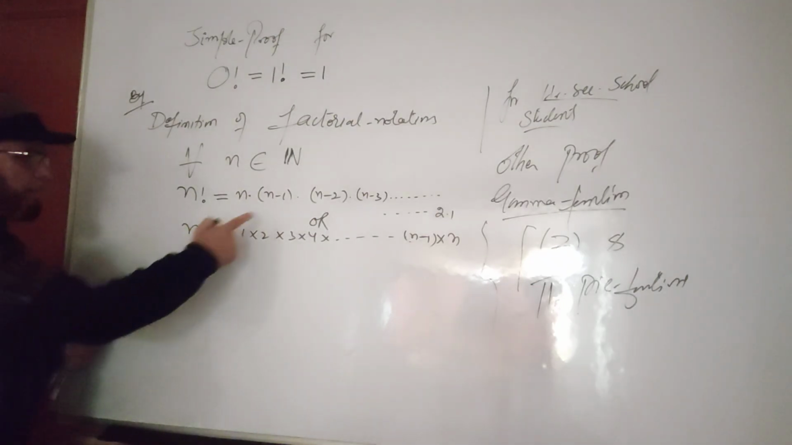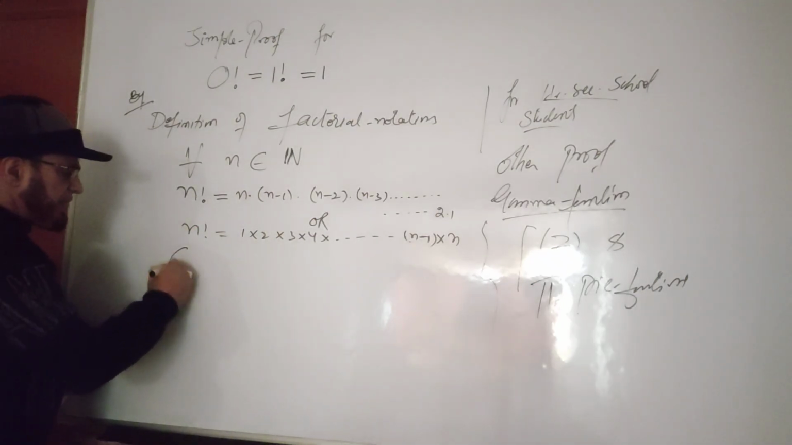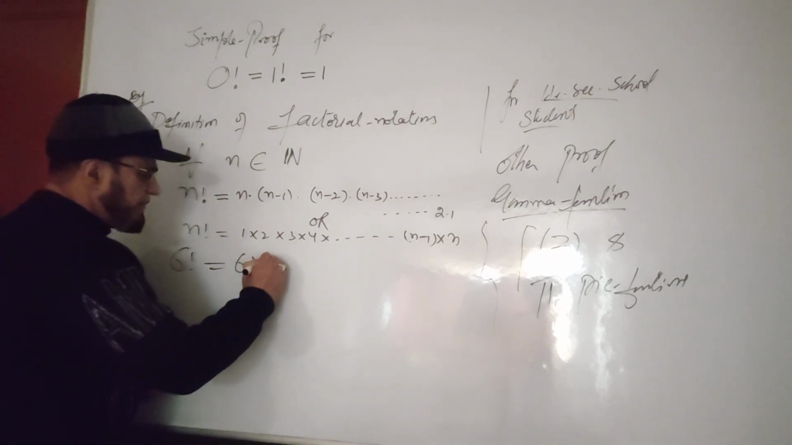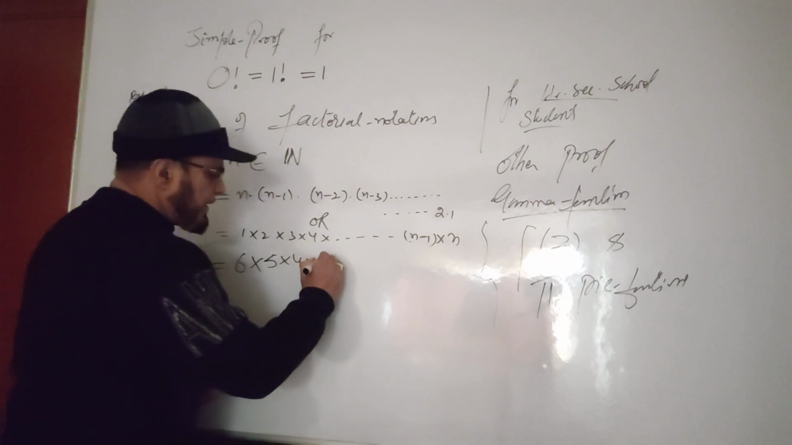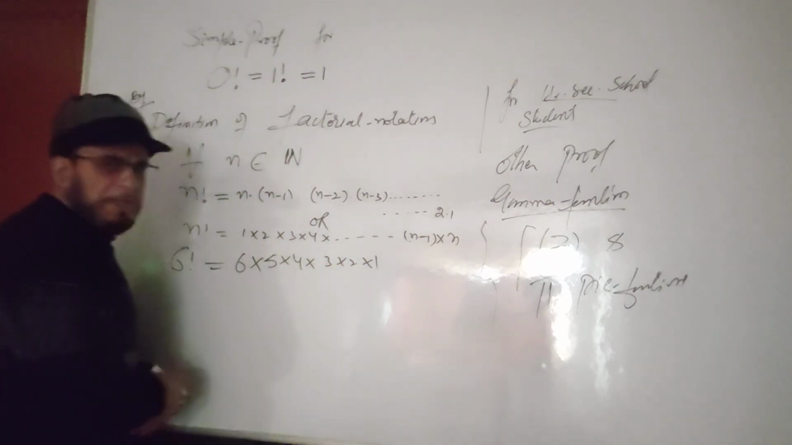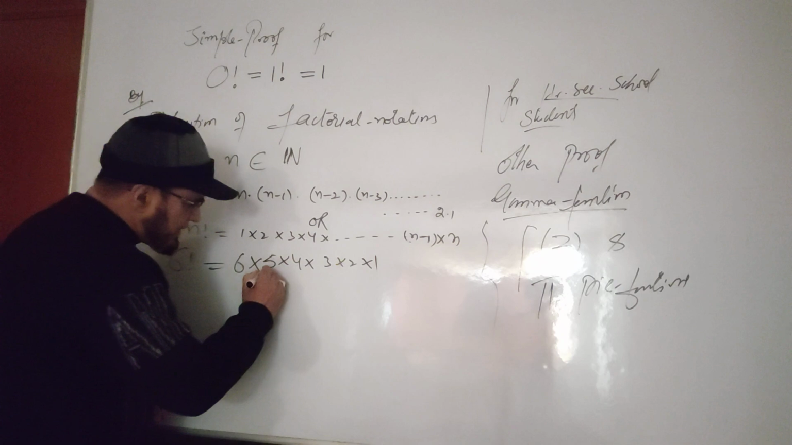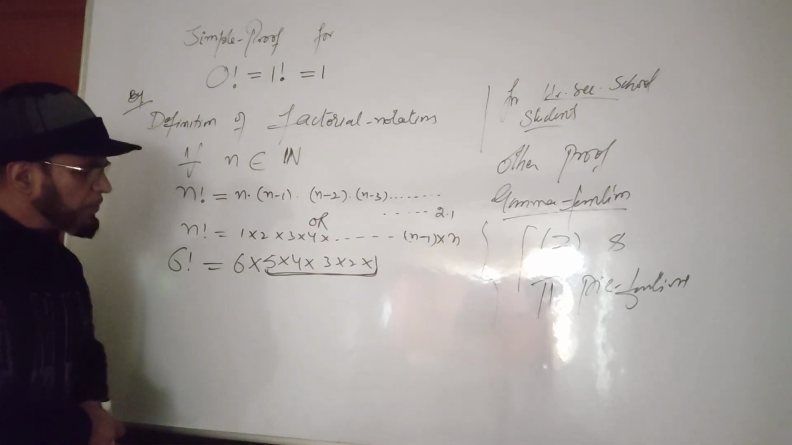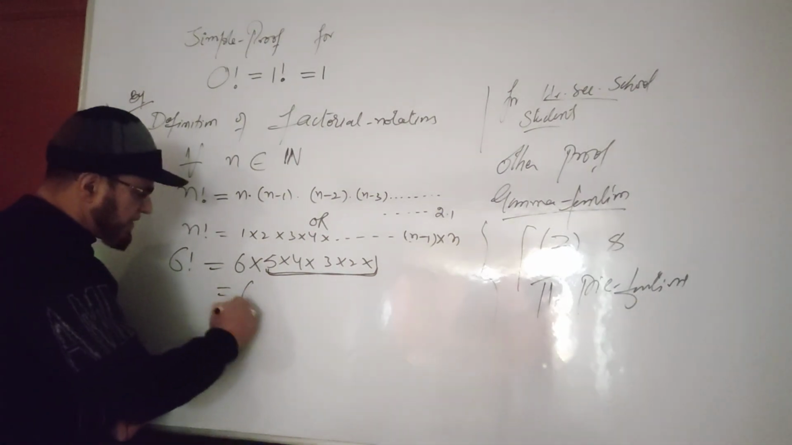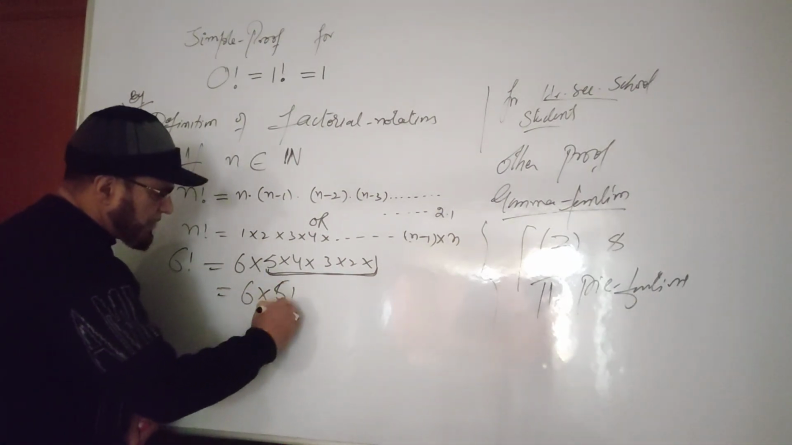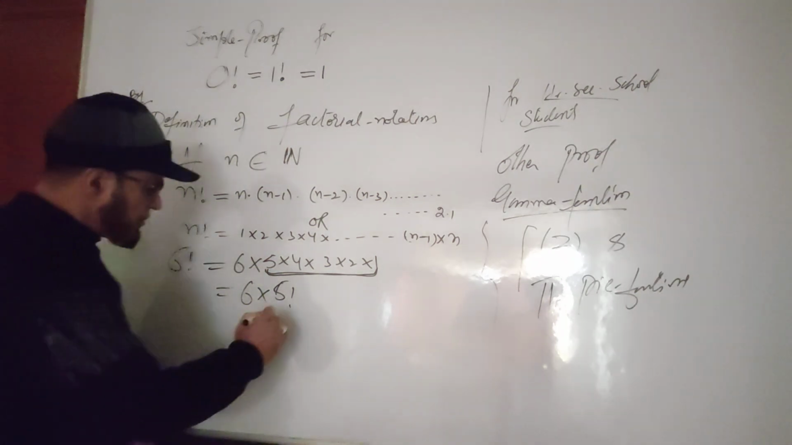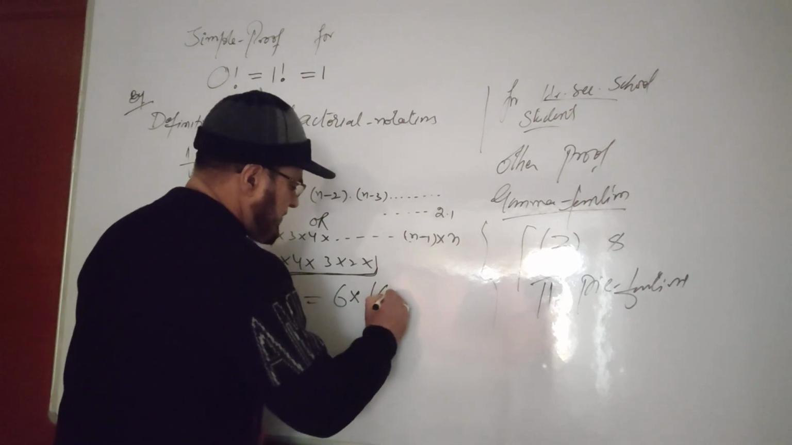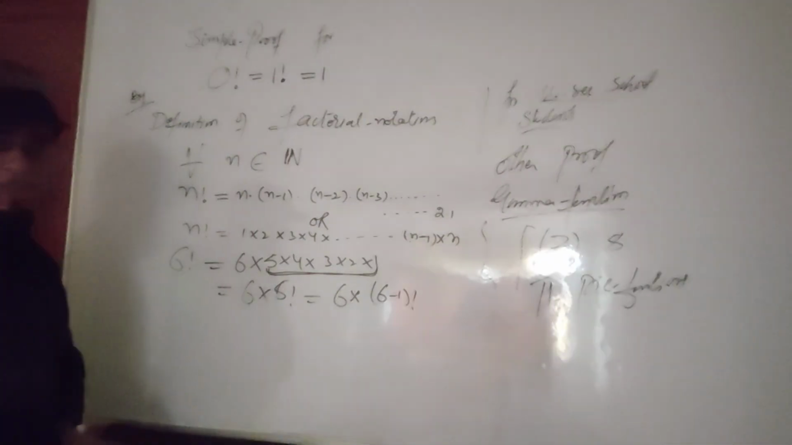By this, if we have, say, 6 factorial, I can write 6 into 5 into 4 into 3 into 2 into 1. Sometimes I can write this: the product 5 into 4 into 3 into 2 into 1 is 5 factorial. So you can write 6 into 5 factorial. That means you can write this as 6 into 6 minus 1 factorial. One and the same thing.